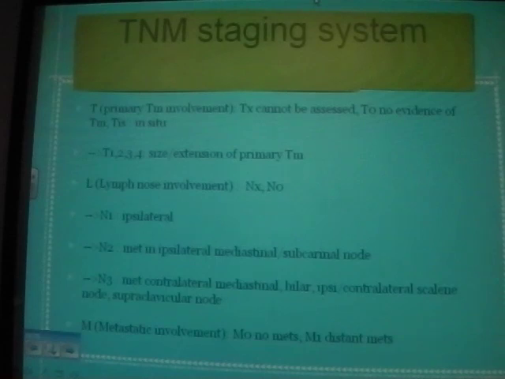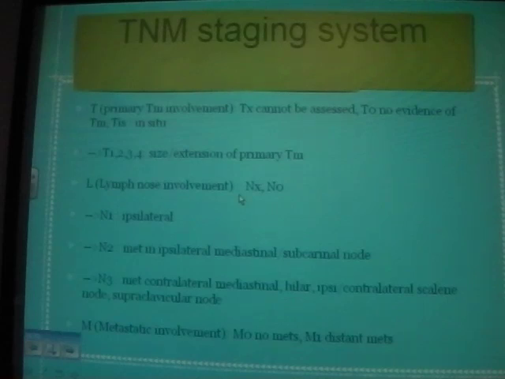N refers to the lymph node involvement. Whether we have lymph node involvement at all, yes or no. So N0 means no lymph node involvement, NX means we couldn't assess it.